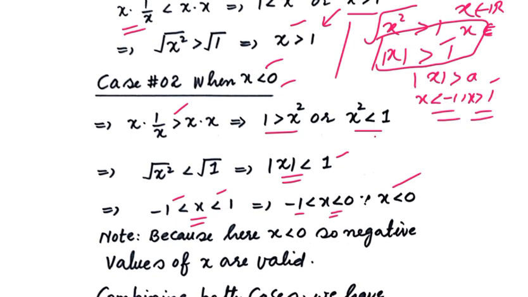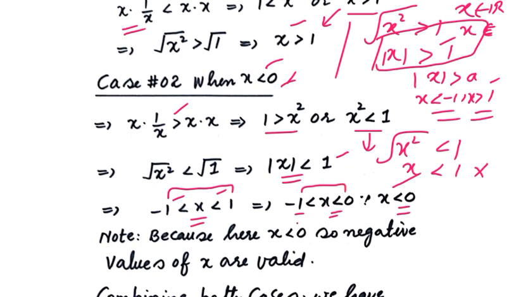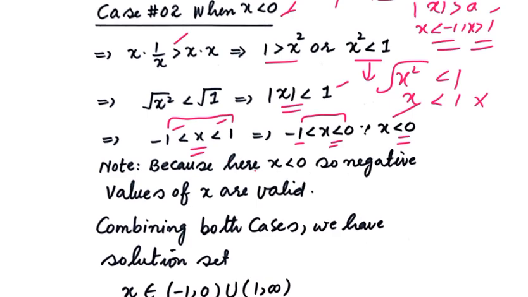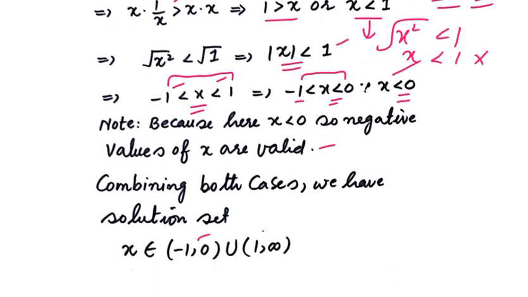So the common mistake that students make here is when they take square root on both sides directly, they write it as x less than 1. But this is wrong, because x is negative here. So I will take both parts, negative and positive, and because my x is negative, I will split this whole interval into minus 1 to 0. So this is a very sensitive question, because here x is less than 0, so negative values of x are valid. Combining both cases, we have x belongs to minus 1 to 0, union 1 to infinity.